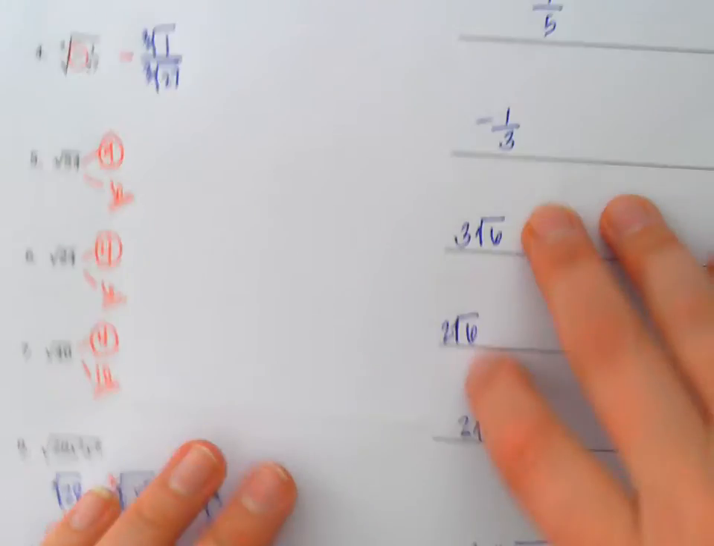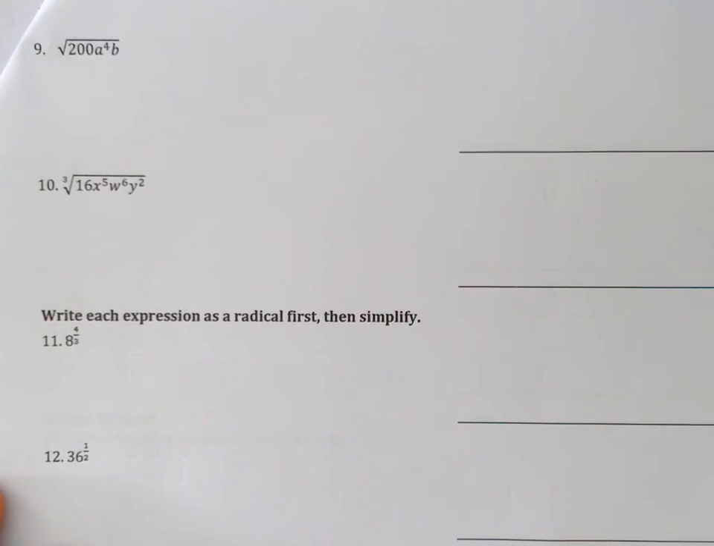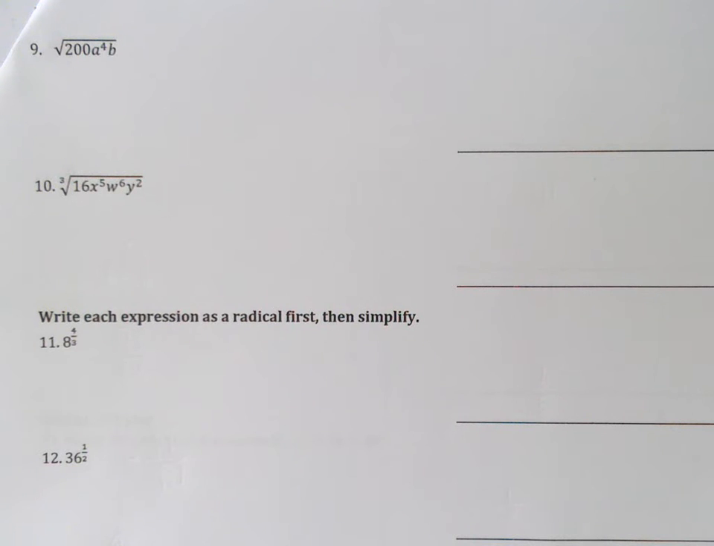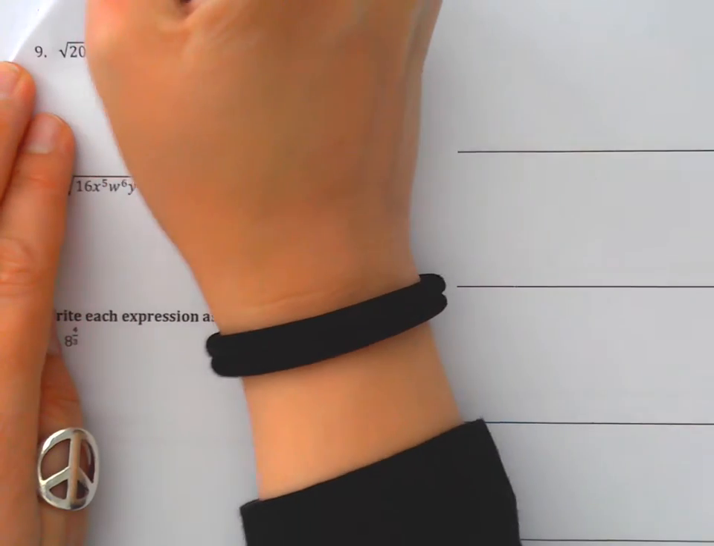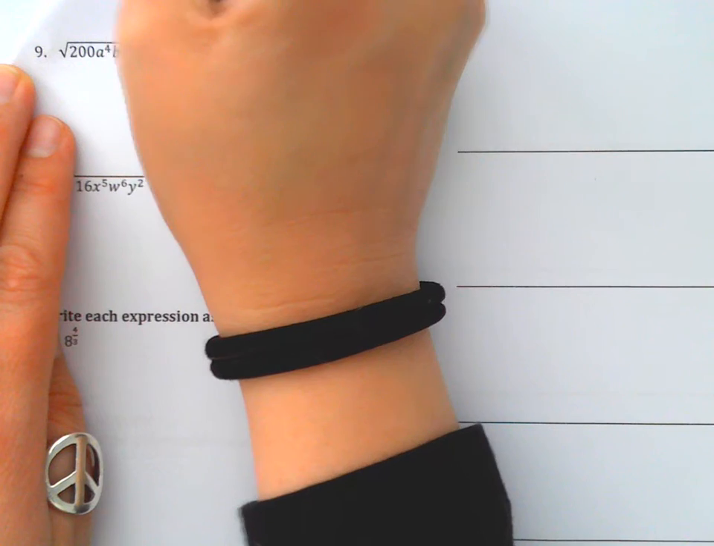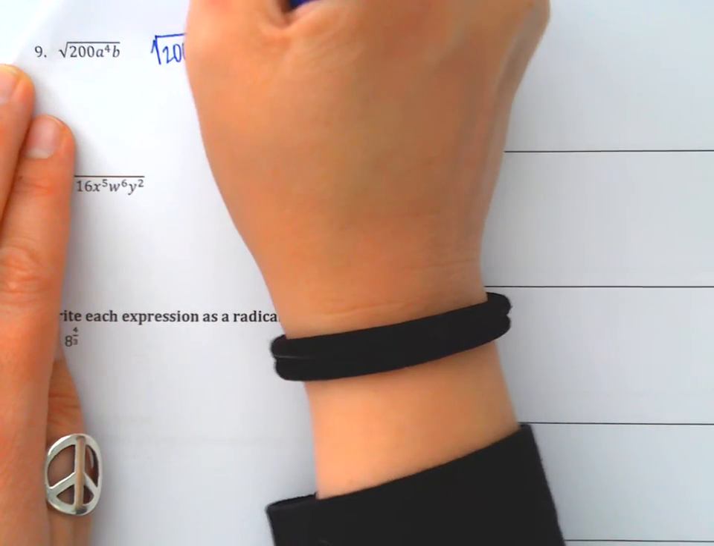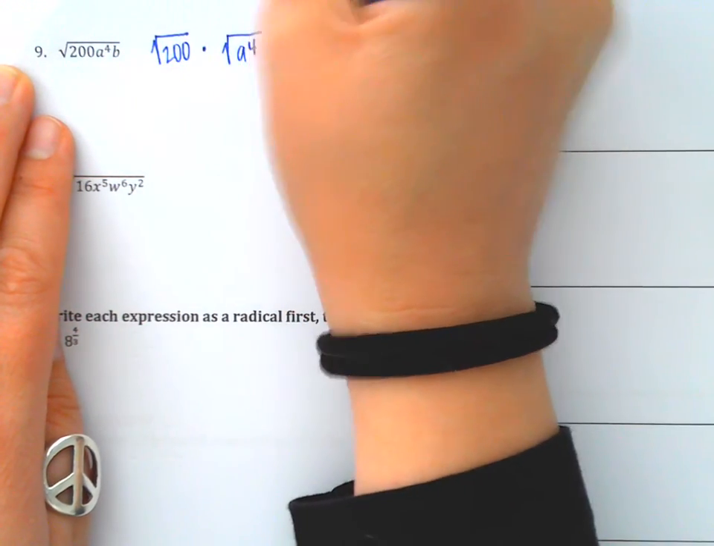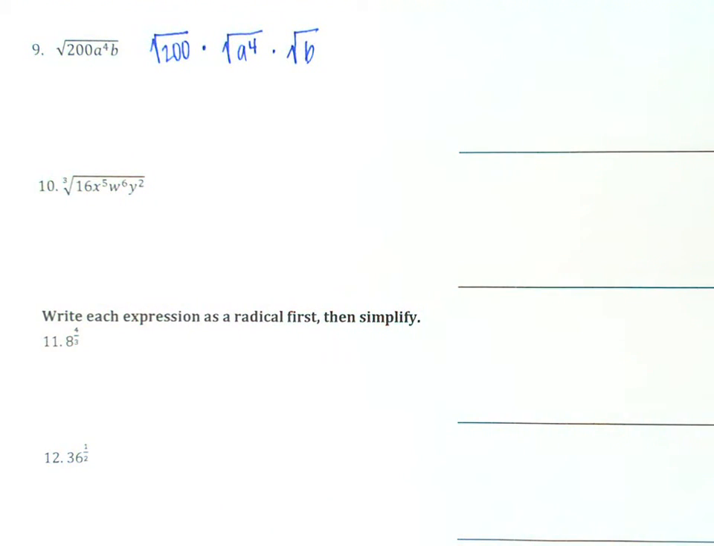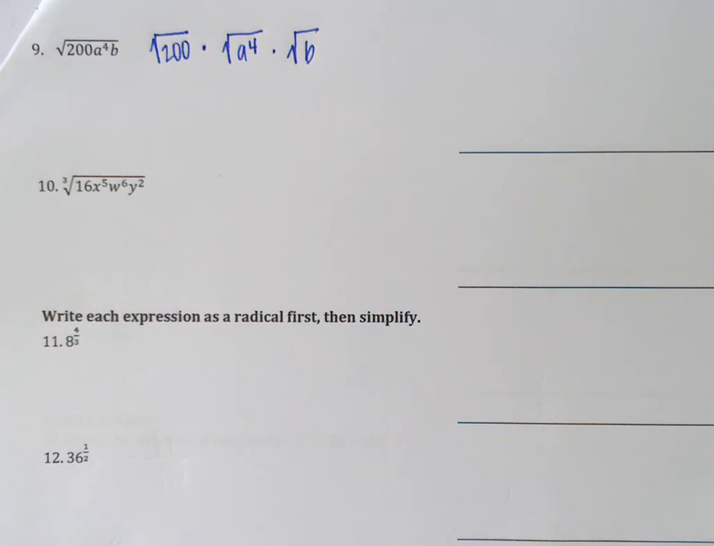Okay, so let's move on. I'm just going to do 9 and 10 in this section, and then I'll do the next chunk in the next video. Okay, so 9, we have the square root of 200 a to the 4th b. So again, I'm just going to split it up into the square root of 200 as one thing, a to the 4th, and then b. So I'm thinking, what's a perfect square that goes evenly into 200?